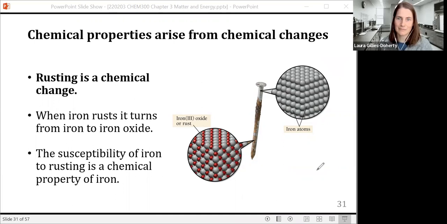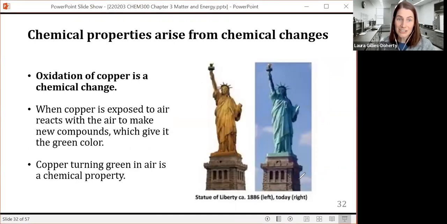To give you another example, oxidation of copper is a chemical change. So the Statue of Liberty was made out of copper in 1886. It was this shiny copper color, which is hard for me to imagine nowadays, right? Shiny, beautiful, like a new copper penny. But over time, copper will react with the oxygen in air to oxidize. It undergoes a chemical change. And so over time, the Statue of Liberty went from looking like a shiny new penny to this green oxidized copper look that we're familiar with today.